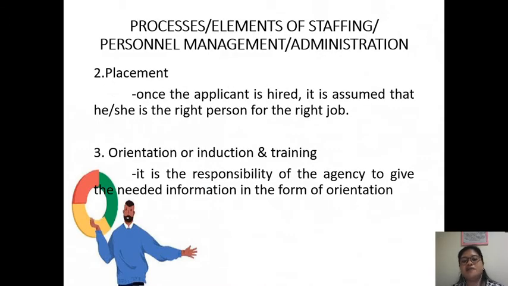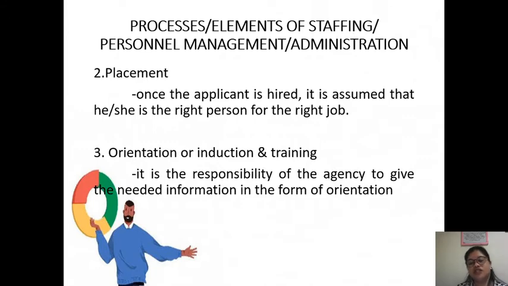Another is the placement. Once the applicant is hired, it is assumed that he or she is the right person for the right job. So in terms of placement, he or she should know to whom he or she will report and the area, the place where he or she will report or do his or her job.